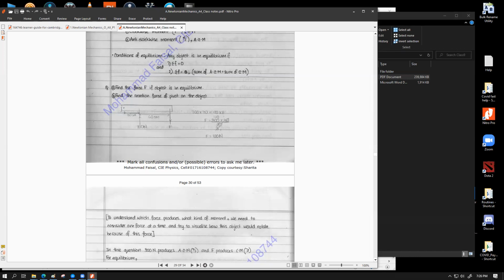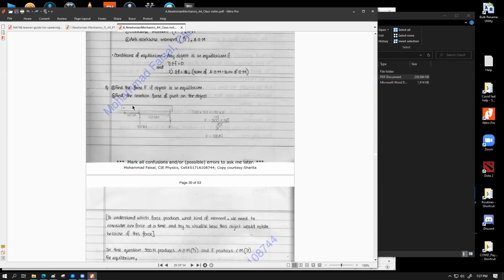For example, this is the pivot point. This is your object. If only the 300 Newton force is working on this bar, in which direction is the bar going to move? Is it going to move up or is it going to move down? Up. It's going to move up about this point. Sorry. So that just didn't happen. Never mind. So this is going to move up.